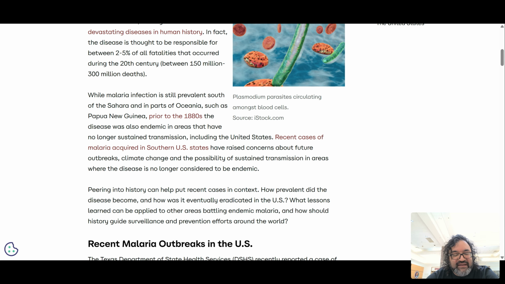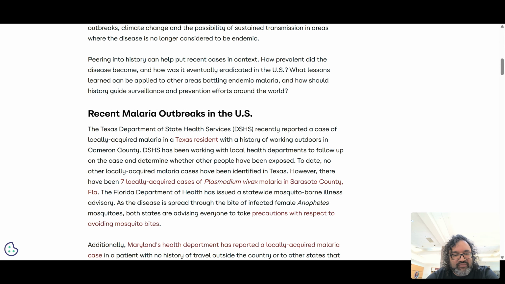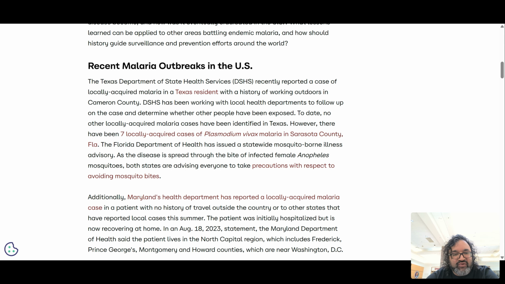And prior to the 1880s, this disease was also endemic in areas that have no longer sustained transmission, including the United States. So the recent outbreaks are in Texas, a case of locally acquired malaria. And that's dangerous because this leads to hotspots of areas that might have malaria.